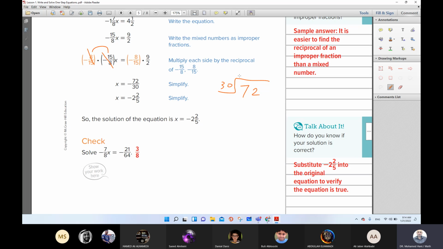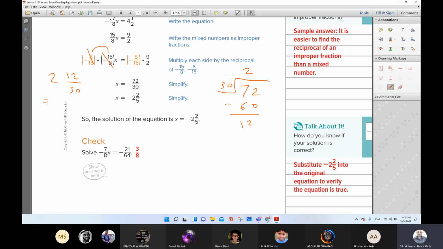So 72 divided by 30 will be 2. 2 times 30, 60. 72 minus 60 will be 12. So you can write the number 2, the whole number, and the remainder 12 over 30.